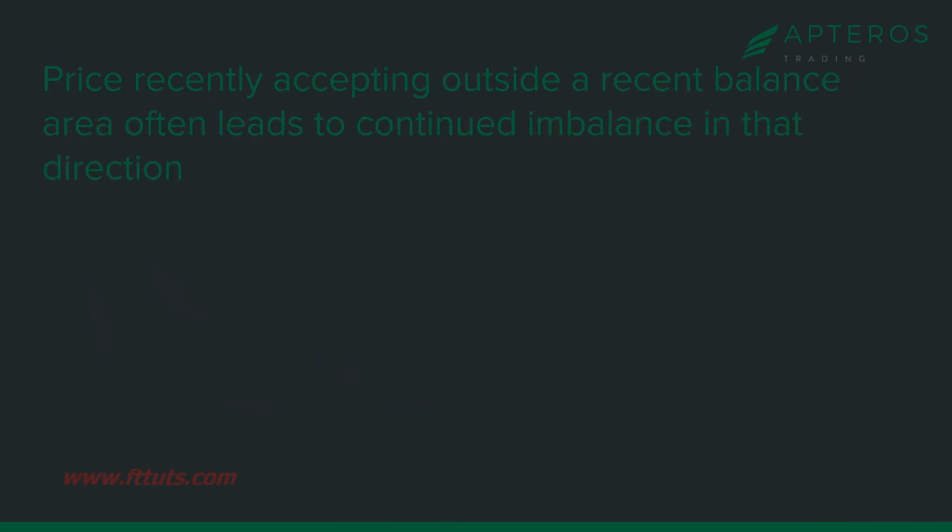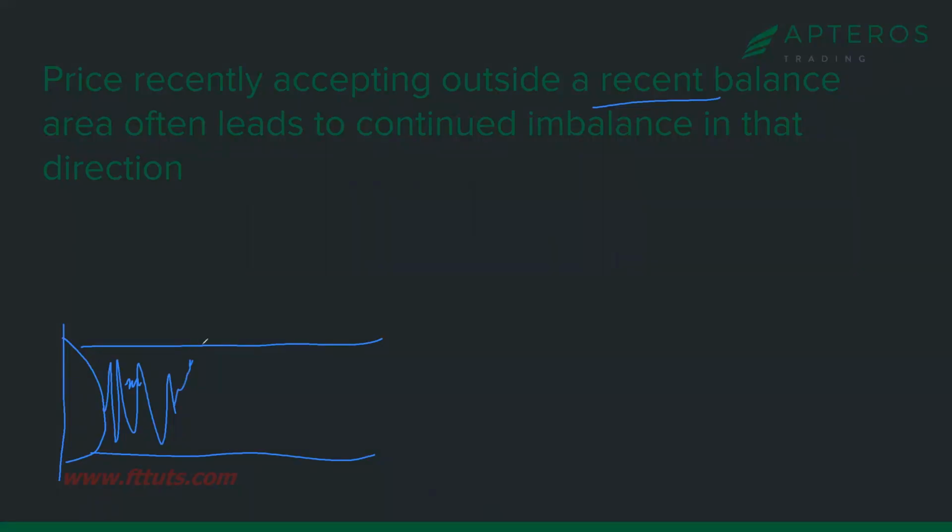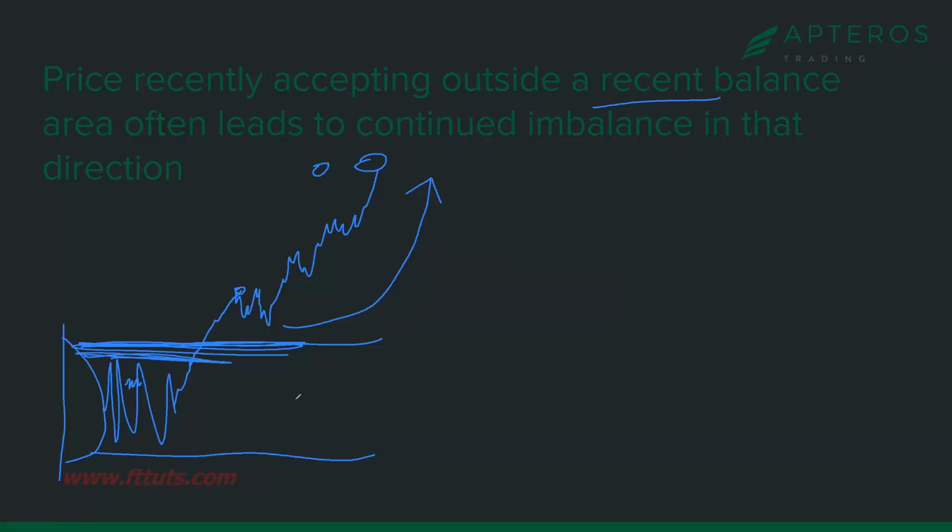Price recently accepting outside a recent balance area often leads to continued imbalance in that direction. So it's a recent balance area, right? So we had to be inside here because we were balancing. But if we can accept outside, a lot of times no matter what happens from here to, let's say, here, it's going to try to keep getting imbalanced and keep continuing that away from here. There's going to be other things that come into play there, but in general, again, it's a breakout, right? You had resistance here, we broke out. These are where trends develop.